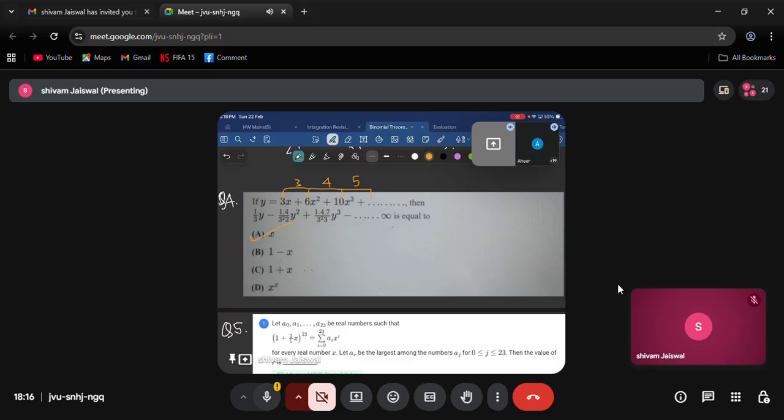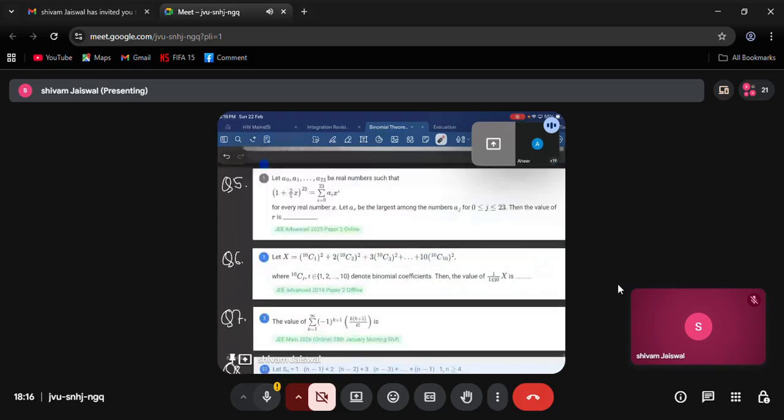Sir, I solved it using the 1 minus x to the power minus n formula. I added 1 to both sides. 1 minus x to the power n. These are factorials, right? Yes, sir. But this is not coming as factorial. Achha, wait, first of all, let me solve, then I'll hear your method, okay?